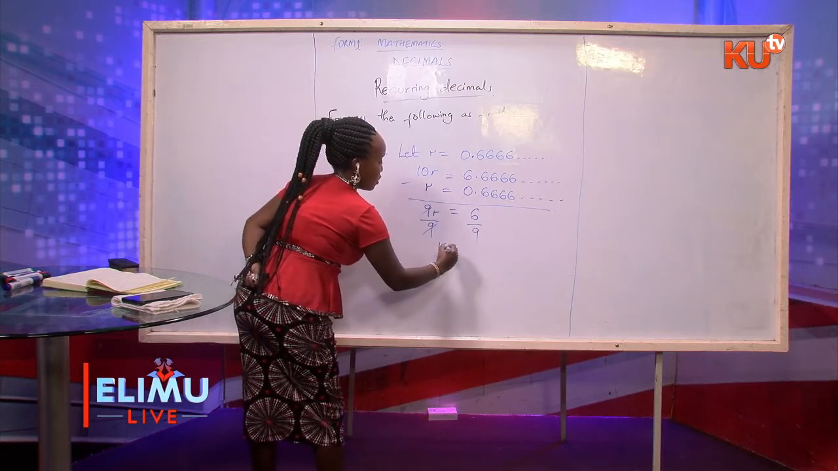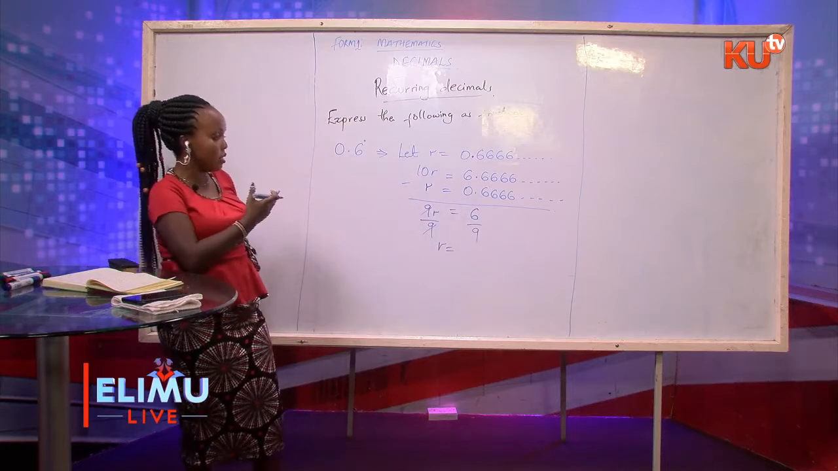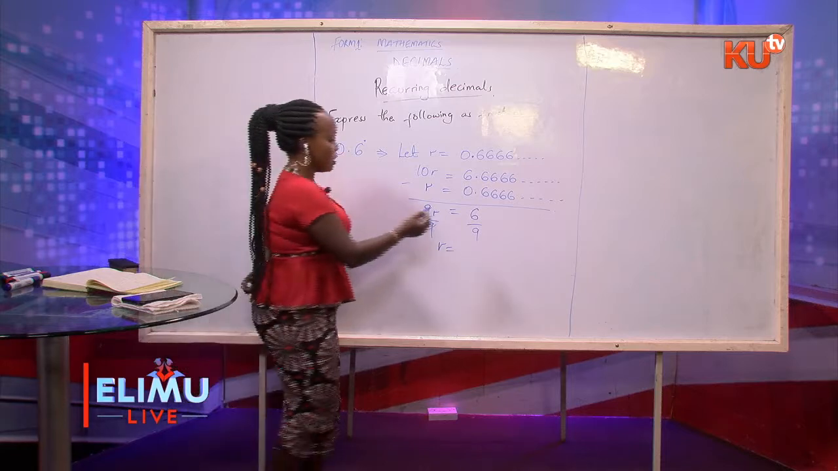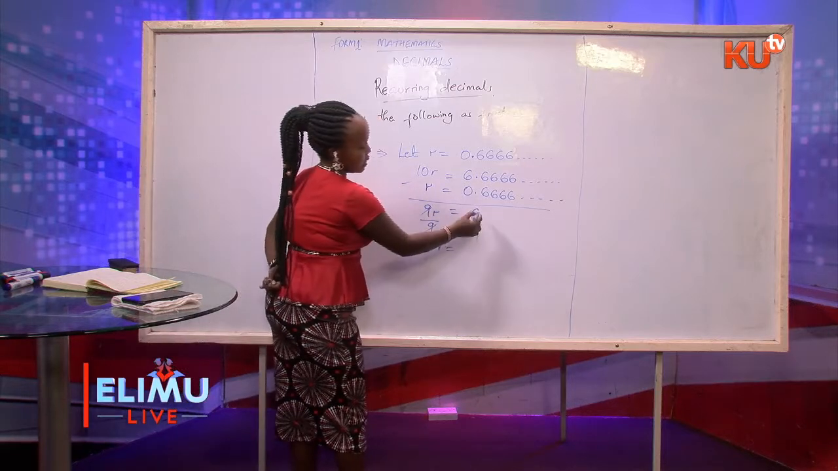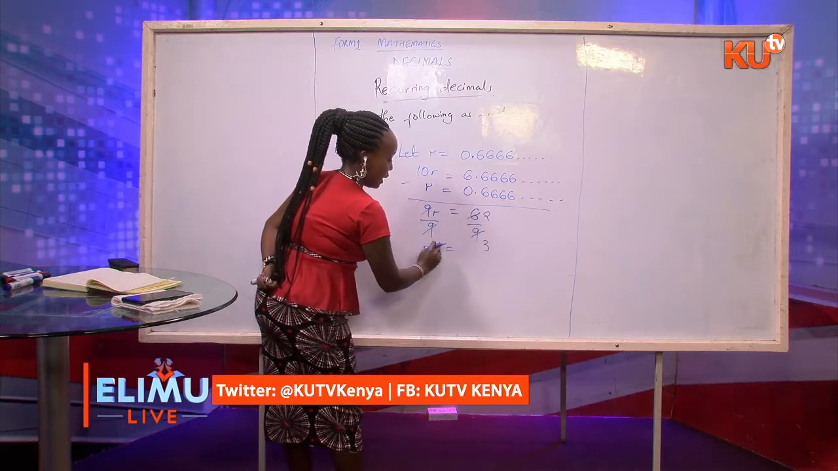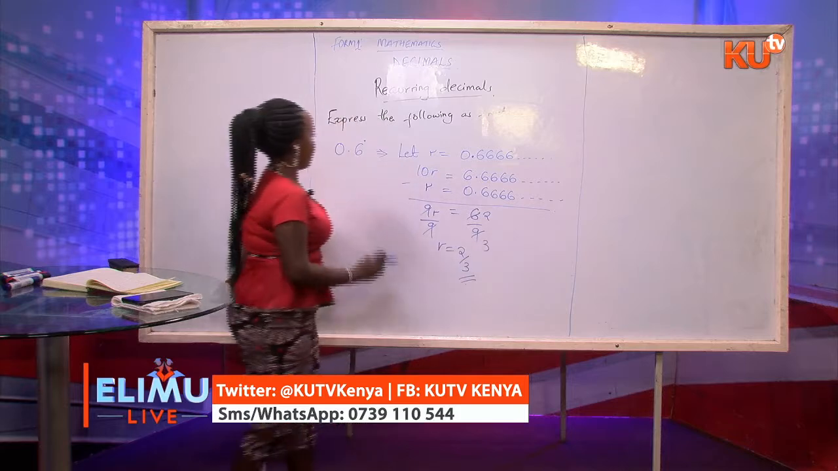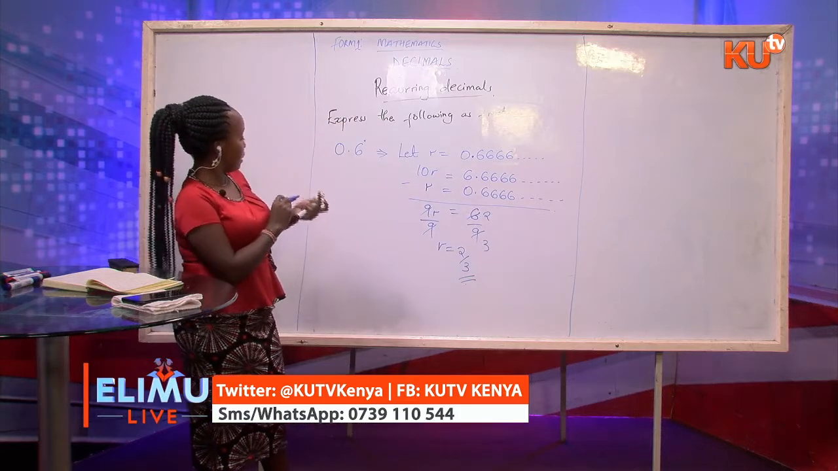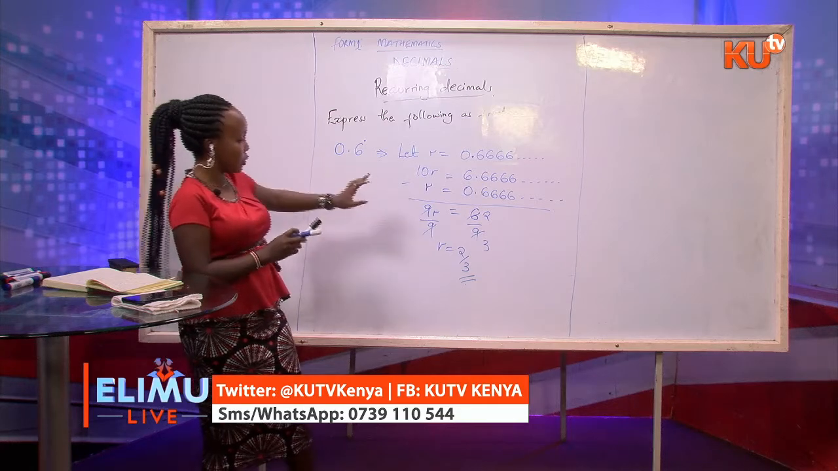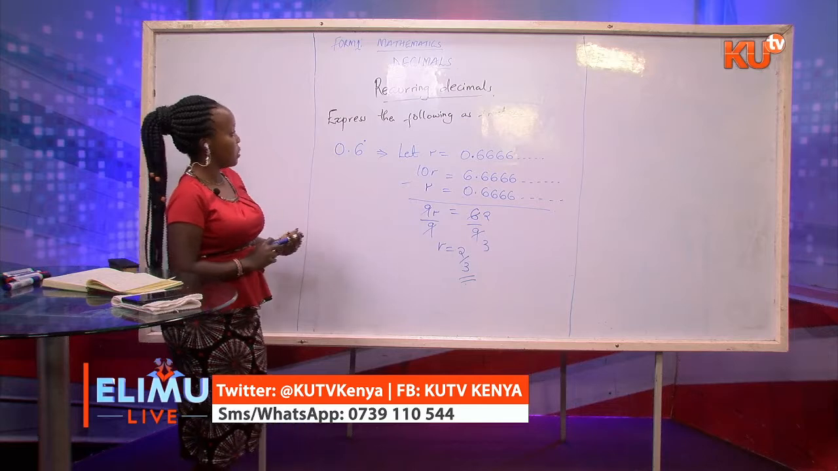So our R will be 6 over 9, but we can't leave it as 6 over 9 because that is not in the simplest form. It can still be divided further. If we divide by 3, this will be 2 over 3. So our R will be 2 over 3, whereby our recurring decimal 0.6, when converted into a fraction, is 2 over 3. I hope that one is well understood.